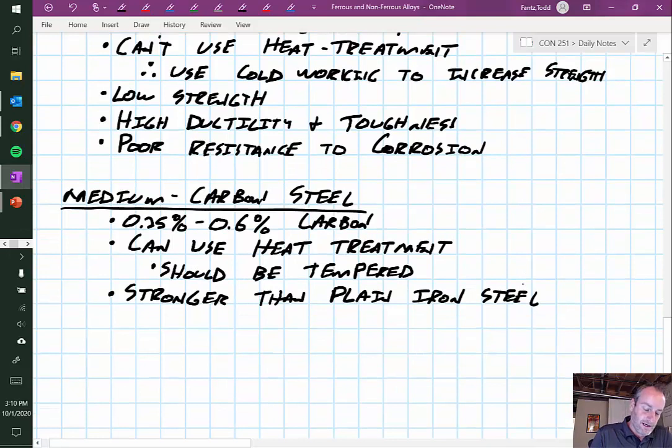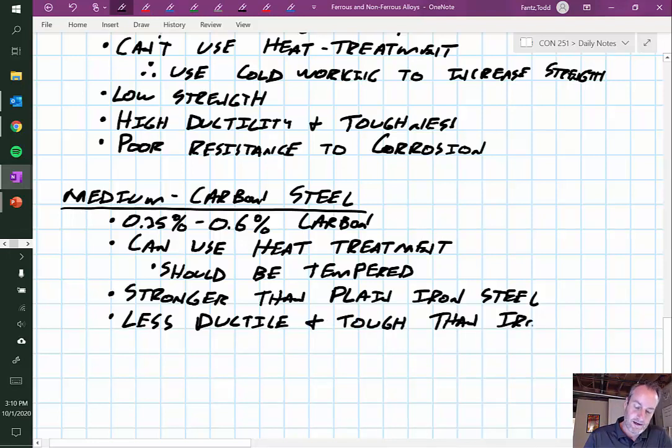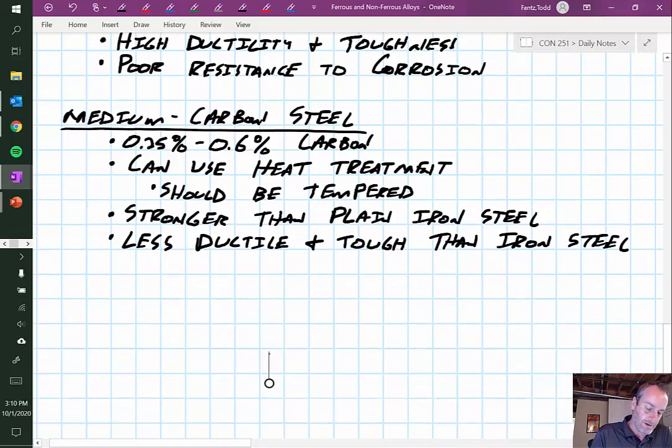However, because we have that carbon, and we're already seeing this direct relationship all over the place, it will be less ductile. And with ductility comes this idea of toughness. So it's less ductile and less tough than iron steel. And then adding even more carbon, we end up with our high carbon steel.